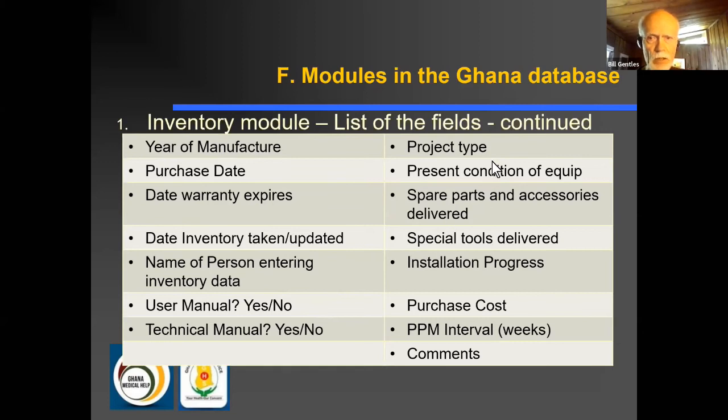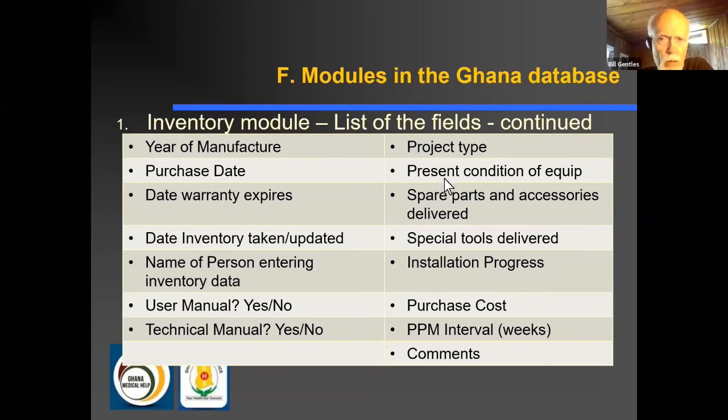And Martin covered some of these other ones: user manual, technical manual, type of project, present condition of equipment. Now this is actually a very important one, because when you're taking an inventory, it's also important to include all of the devices that are currently out of service but are potentially usable, provided you could get the appropriate parts or supplies. So the inventory should include equipment that is currently not in service, but is repairable.